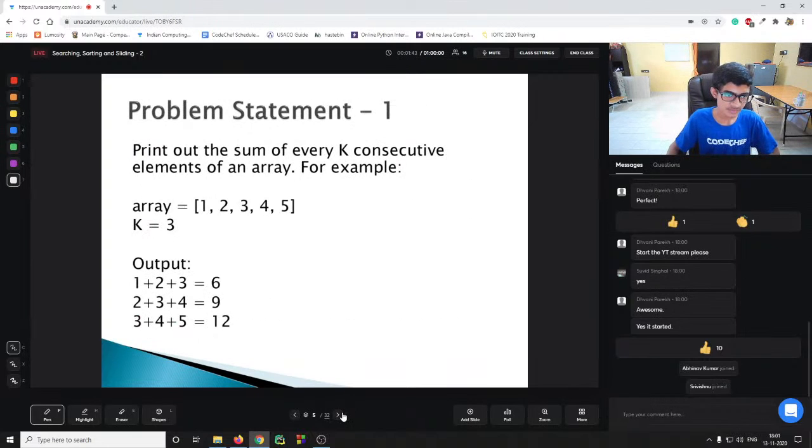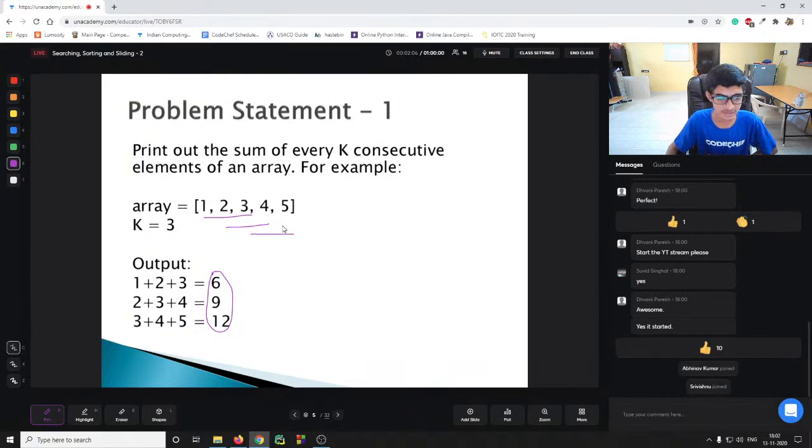Now the problem statement: print out the sum of every k consecutive elements of an array. For example, if the array is 1, 2, 3, 4, 5 and k equals 3, then you print the sum of these 3, the sum of these 3, and then the sum of these 3. So you need to print out 6, 9 and 12.